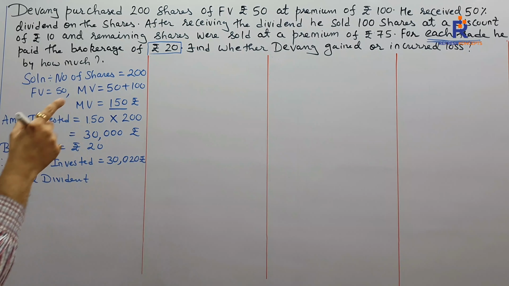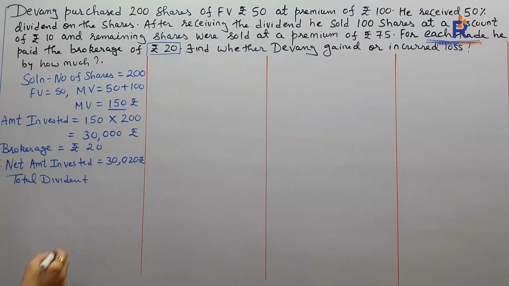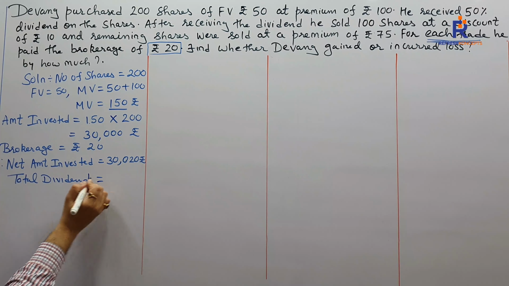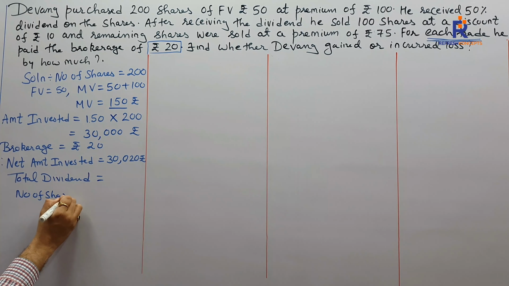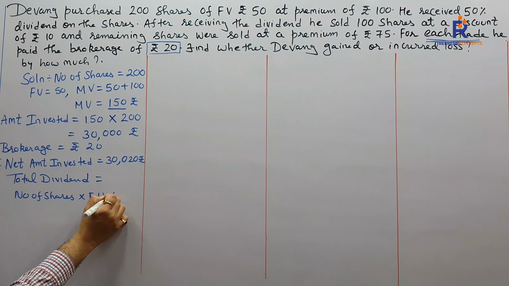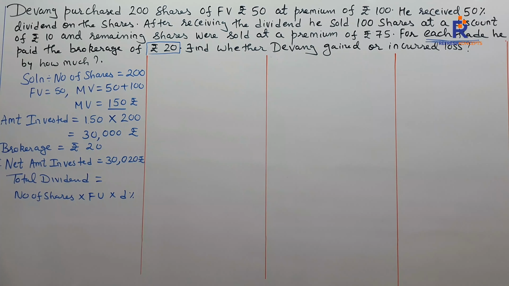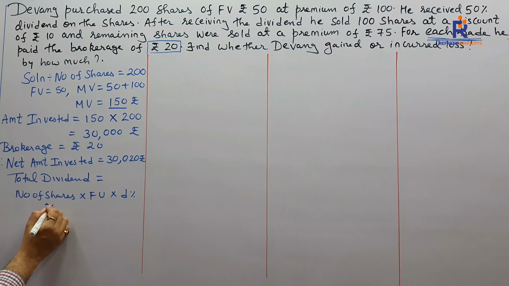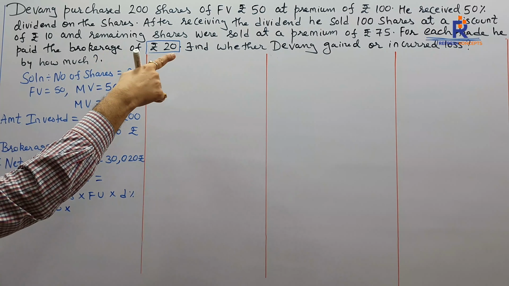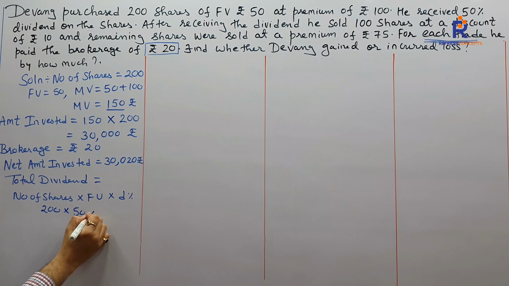And if you want to write down the dividend percentage, you can write it down also. Total dividend. What is the dividend? Total dividend is number of shares into face value into dividend percent. How much is the number of shares? 200. Face value? 50. What is the dividend?